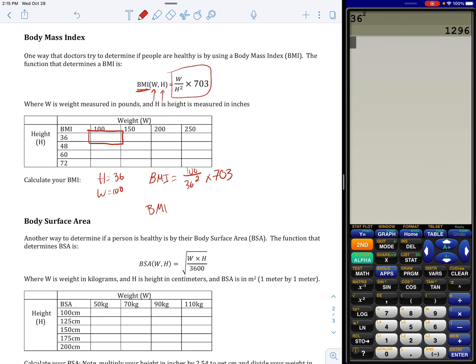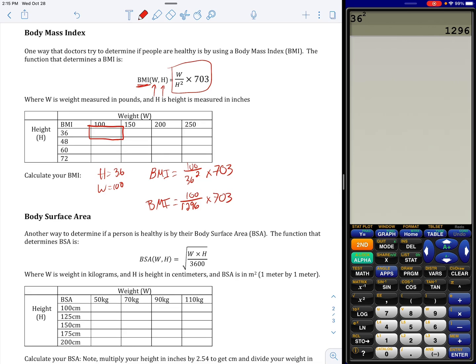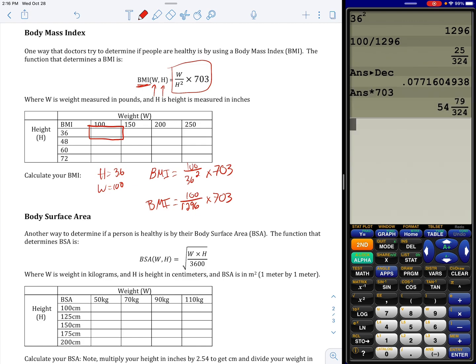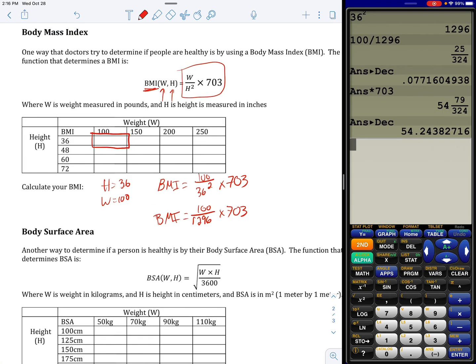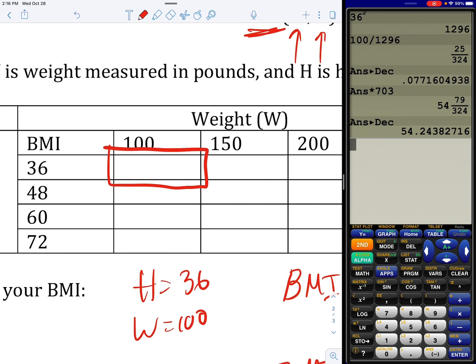So 36 squared is 1296. So BMI is 100 divided by 1296 times 703. Now we do this division first and then the multiplication. So we have 100 divided by 1296 times 703. We get 54.2. Let's just stick to the nearest tenths. So we have 54.2.